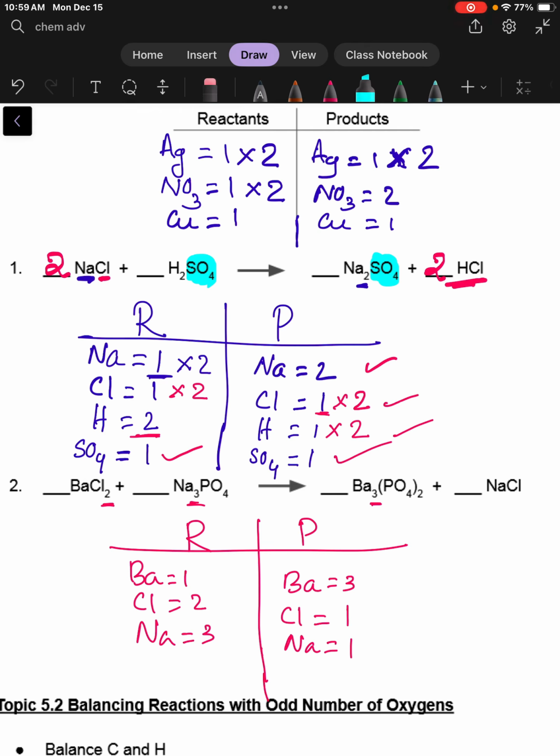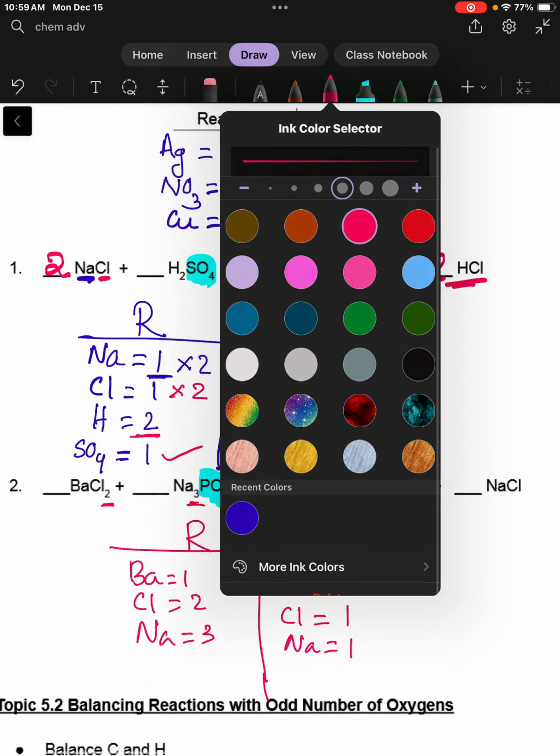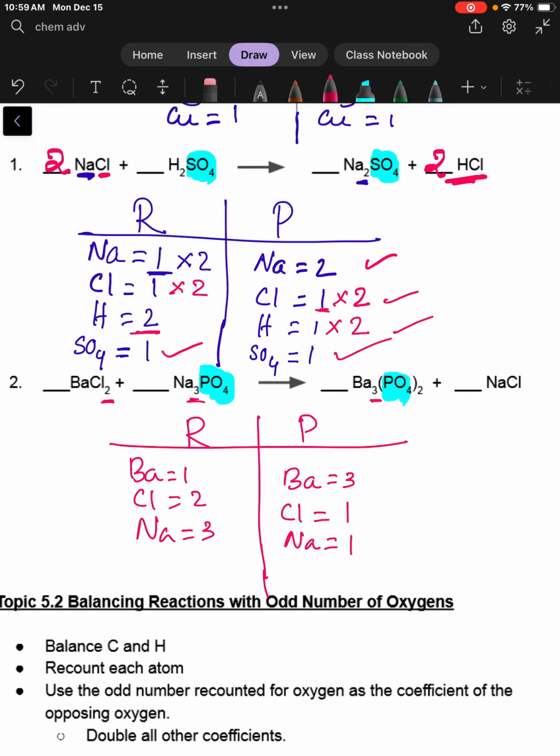Oh, now there is a polyatomic ion I'm seeing. This is PO4 and this is also PO4. No change happened, so I'm going to list that as a single entity. Okay, I'm going to write PO4 here, and there is no parenthesis here, so PO4 is just 1. Here, how many PO4 are there? There is a subscript outside, so it is 2. Now start balancing.